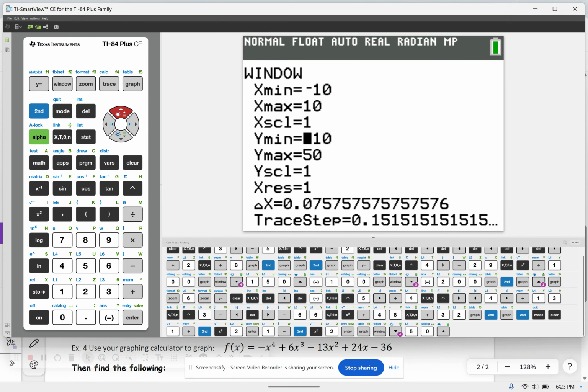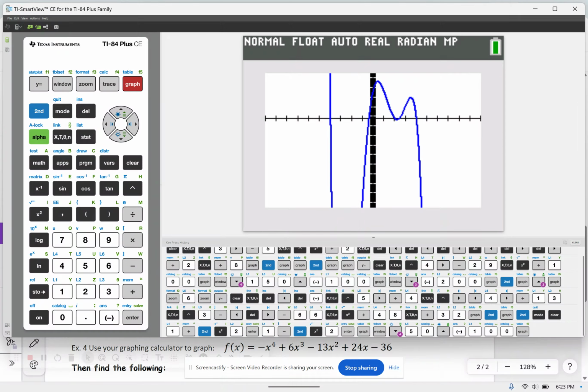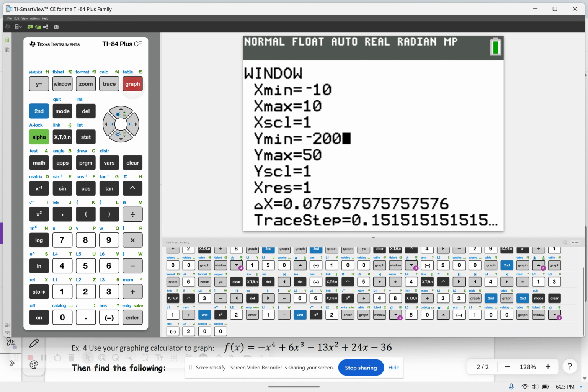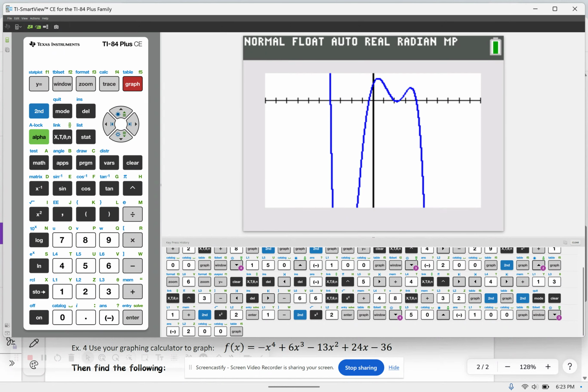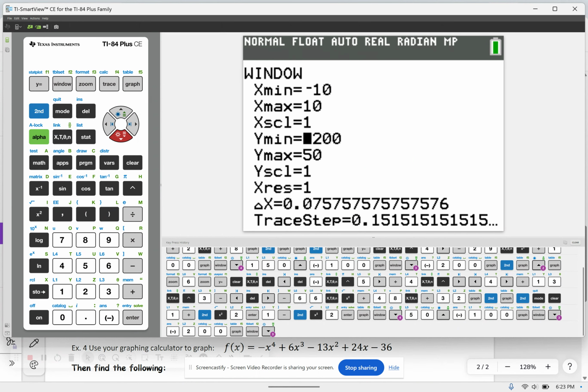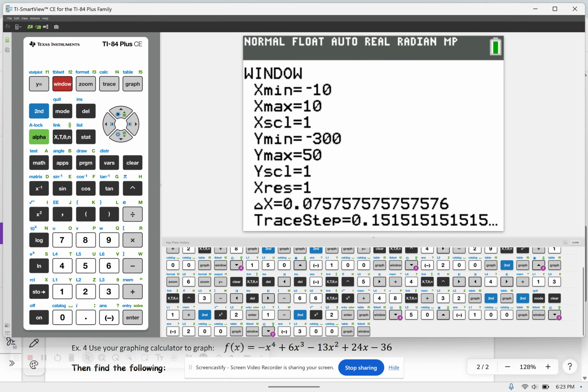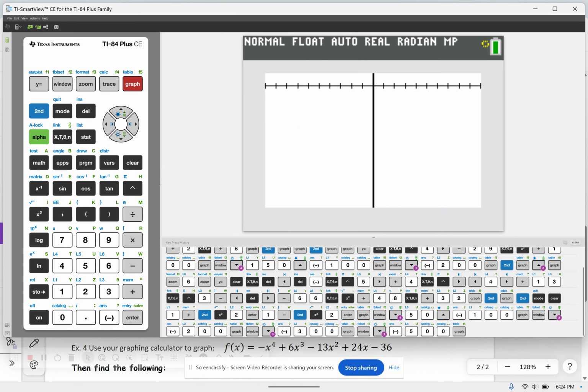And then this one, I'm just going to go like negative 100. Let's try that. Graph. Okay, not quite enough. I need to go down a little bit more. So window, I'm going to go down to negative 200. And I'm going to hit graph. Oh, still not enough. So let's try negative 300. Oh, still not enough. Okay. Window, I'm going to go negative 500. See what I talk about? It's just a guessing game. Oh, and now we can see the entire thing.